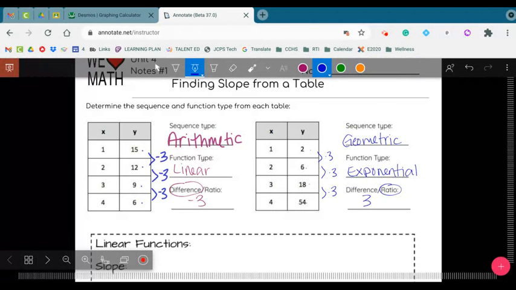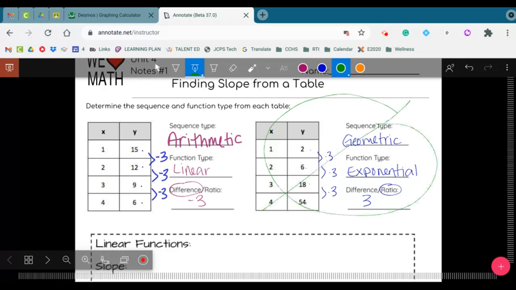So this unit, we're actually not even going to be looking at geometric anymore. We're done with that until next year. We will start looking at linear. So knowing these differences on our table is going to be super important for us.